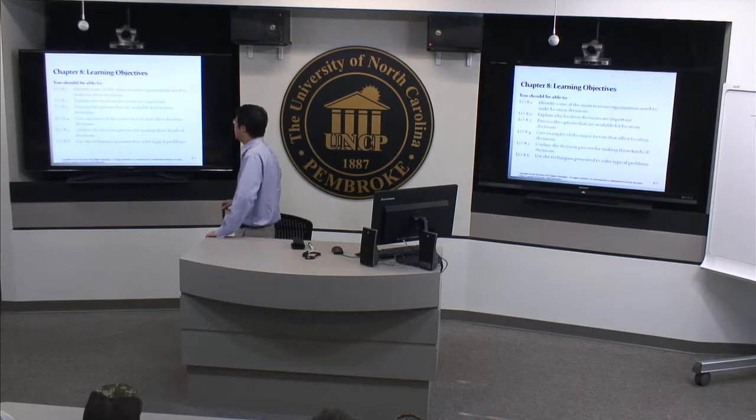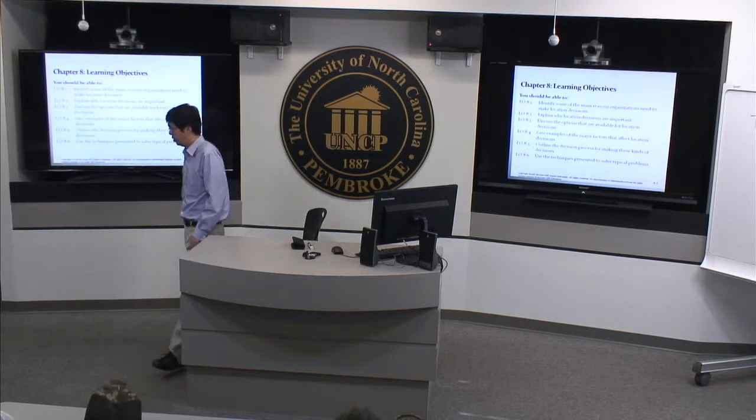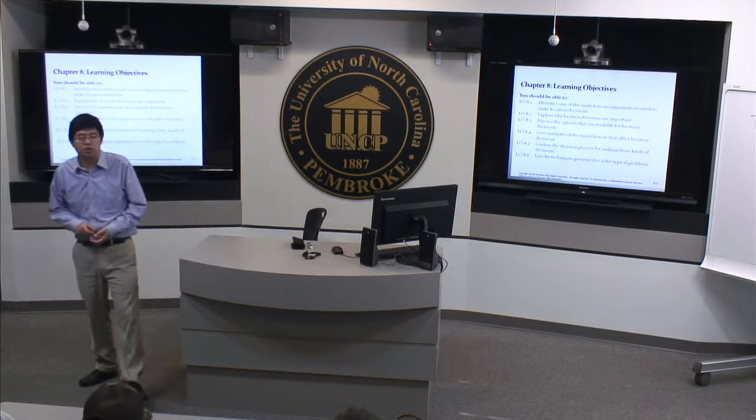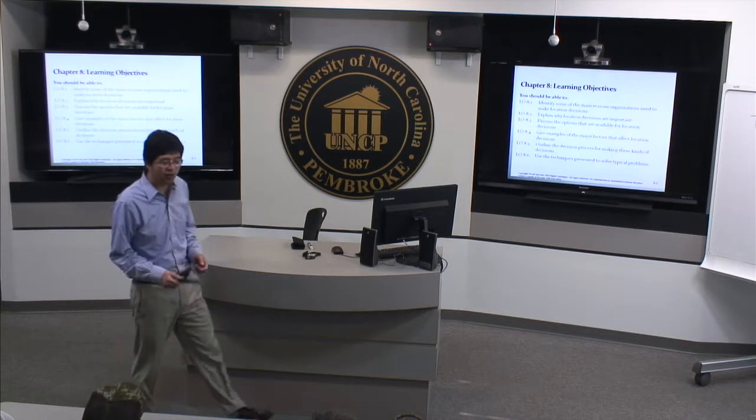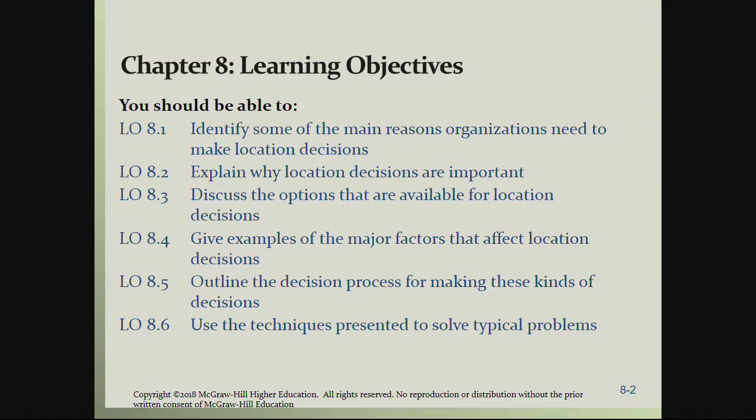Objectives. We want to identify the main reasons why an organization needs to make a location decision. I can list at least 3 major reasons. One is that you need expansion. Your current store's demand exceeds your capacity, and you can't expand the current store. So you want to open another, say a full line, in Pembroke.